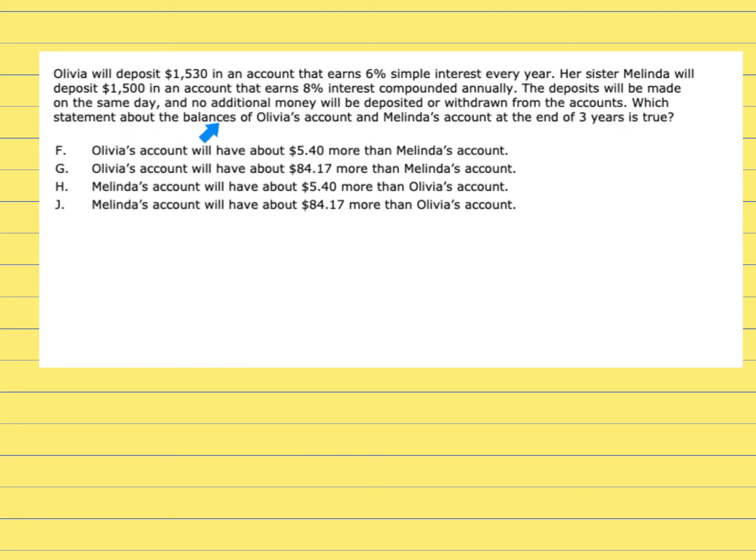Which statement about the balances of Olivia's account and Melinda's account at the end of the 3 years is true? So the question is asking us to compare. We want to know the statement about the balances at the end of 3 years is true. So I need to first get Olivia's information. Olivia deposited $1,530 in an account. She's earning 6% simple interest every year. So I can set up her information.